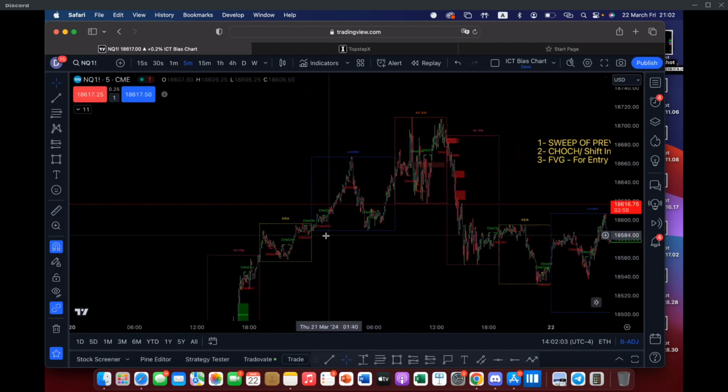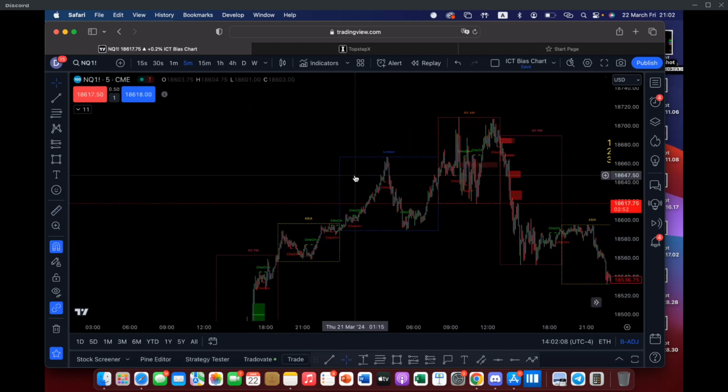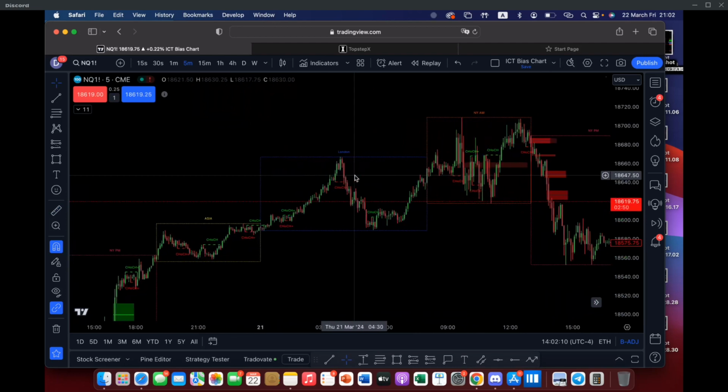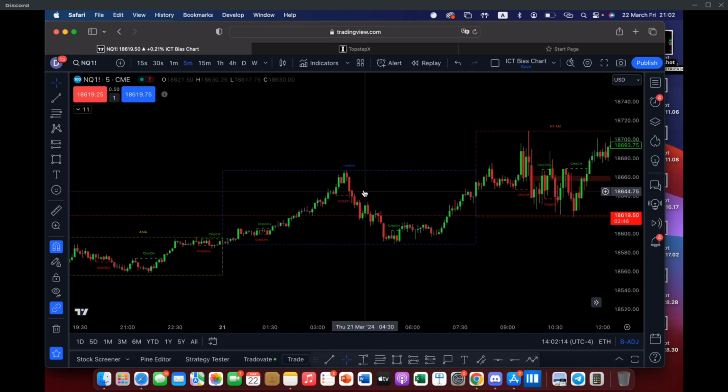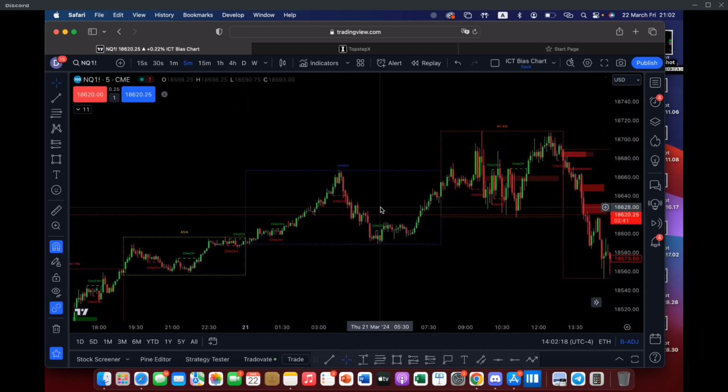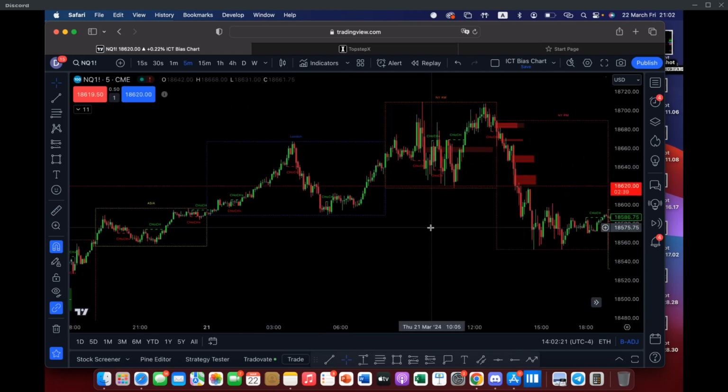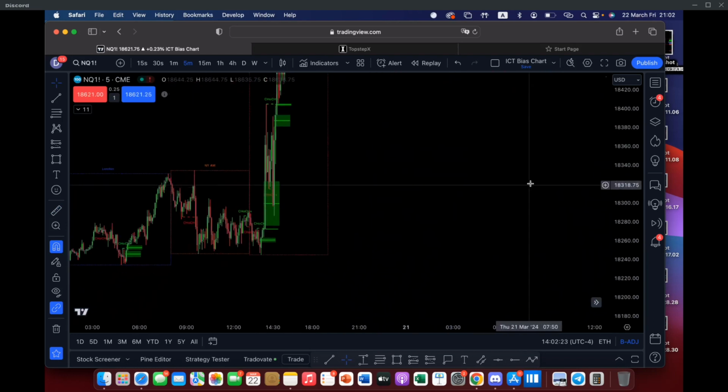Even here. So here we swept premium session low, premium session high, CHoCH, FVG. Here we got a CHoCH and an FVG, but however, the price didn't come back to the FVG. It just ran without us, right? It ran without us. So no entry here because we didn't get filled. But just like that, yeah.